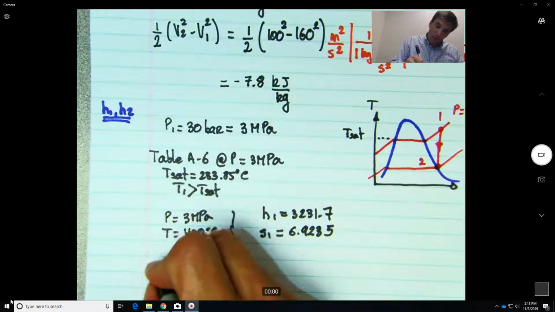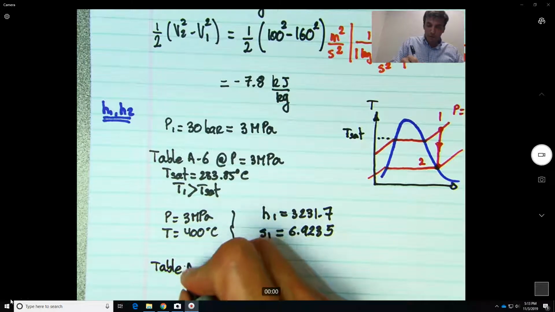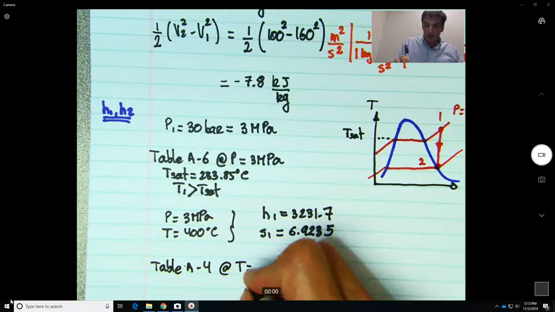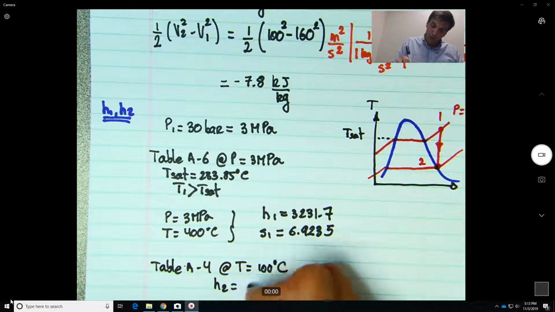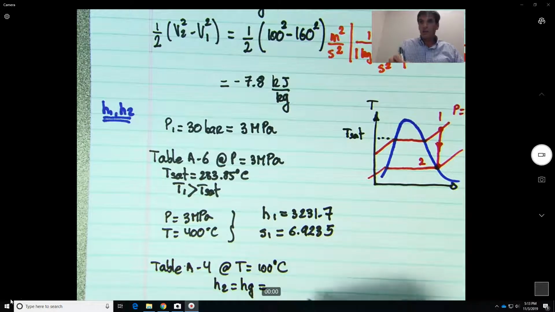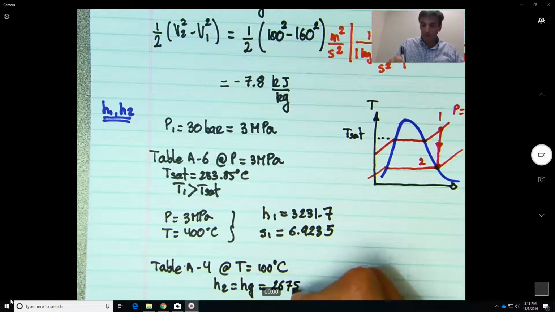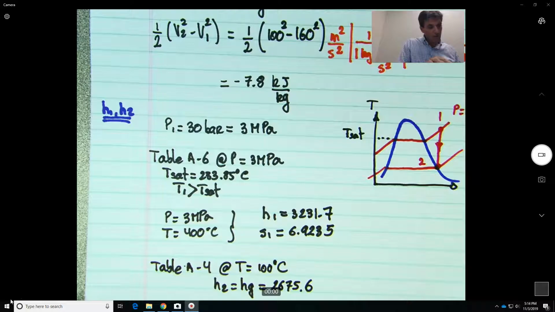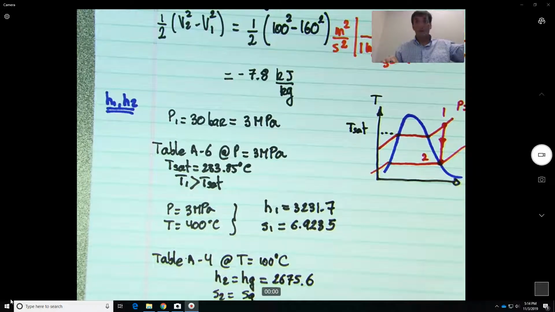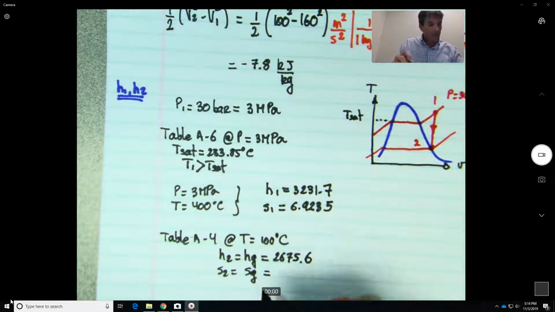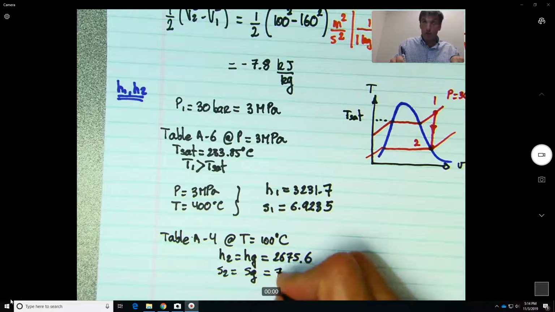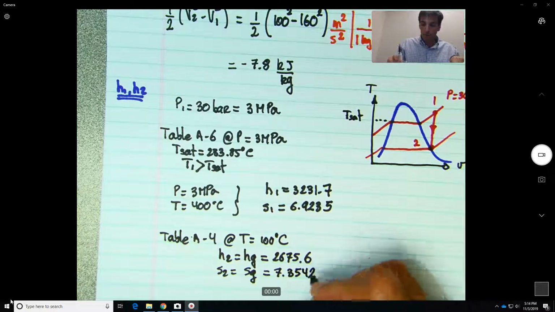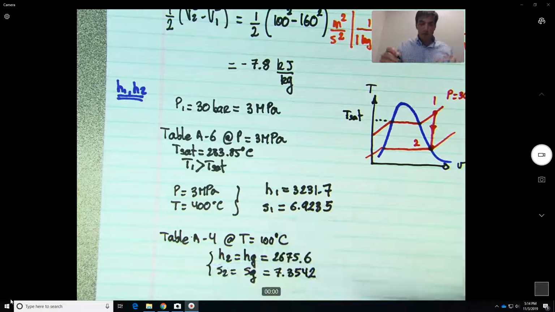So table A4 at T equal 100 degrees Celsius. I have that H2 equal to H gas equal to 2,675.6, and S2 equal to S gas, that will be equal to 7.3542. Okay.